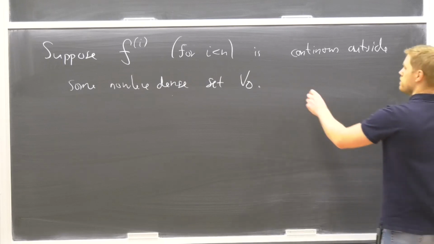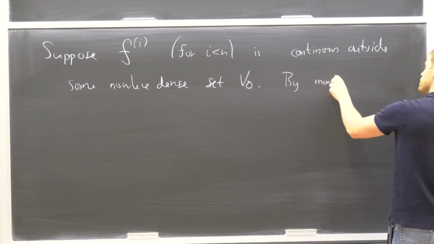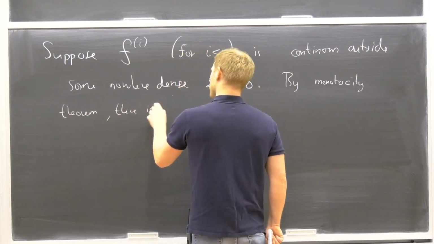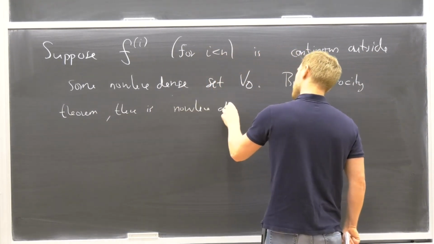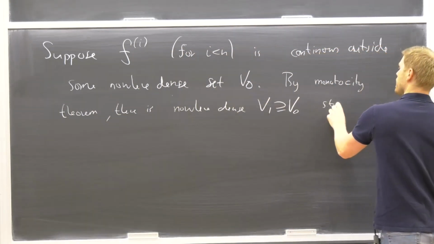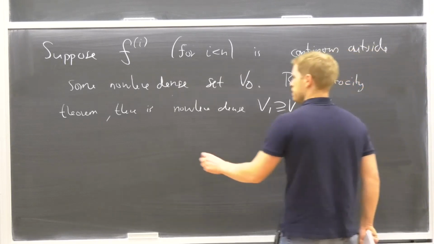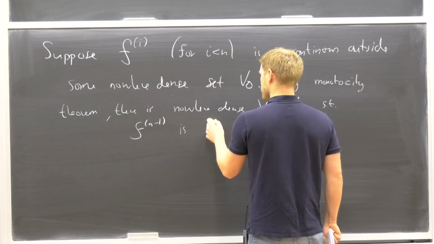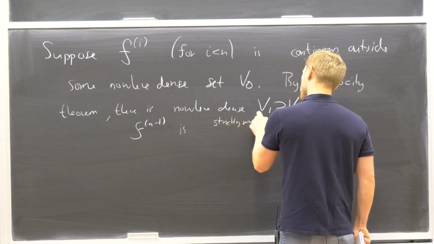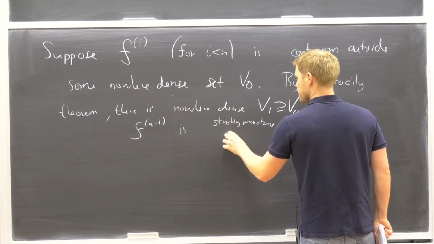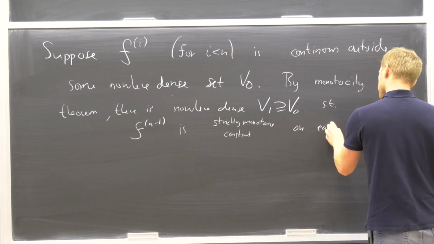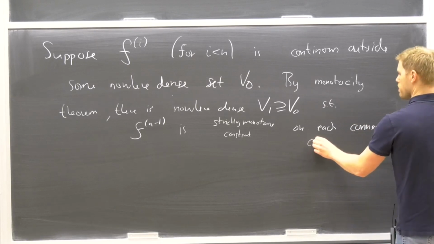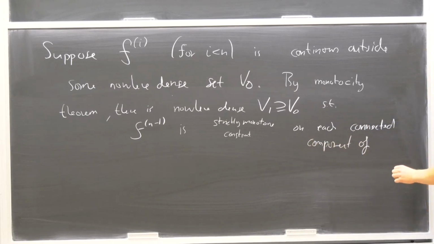What we can do is note that by the monotonicity theorem, there is a nowhere dense set V1 containing V0 such that the (n-1)th derivative is either strictly monotone or constant on each connected component of I minus V1.